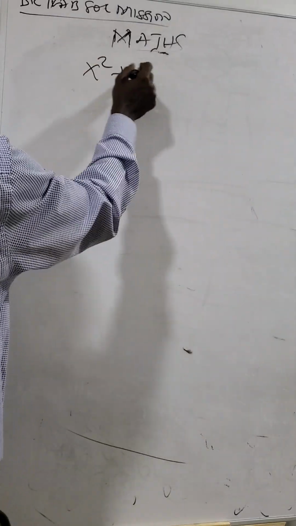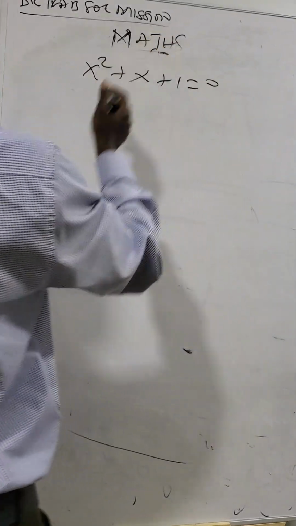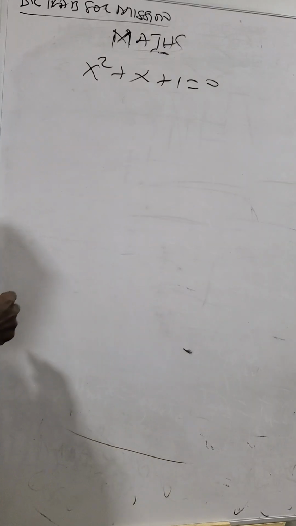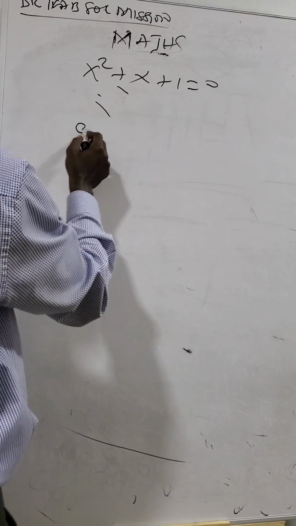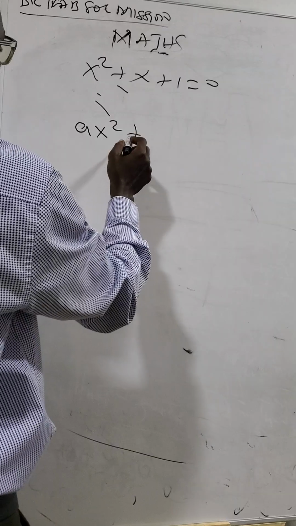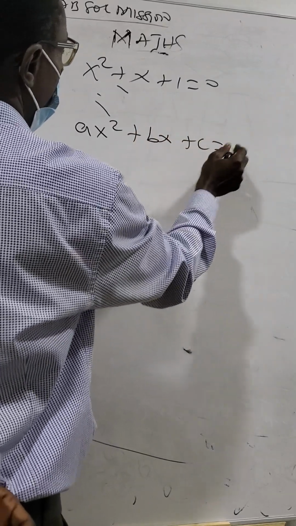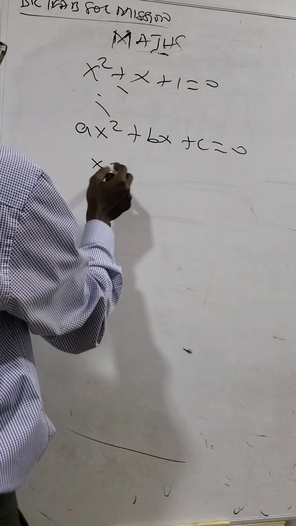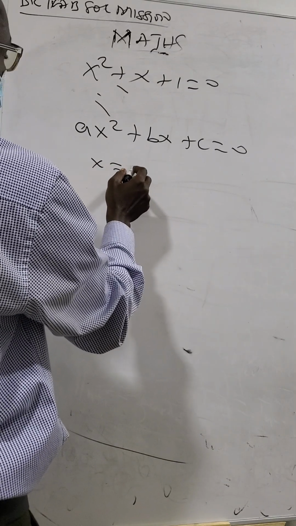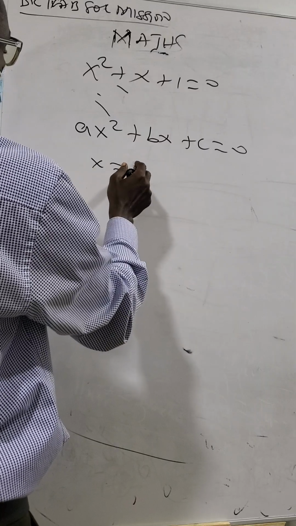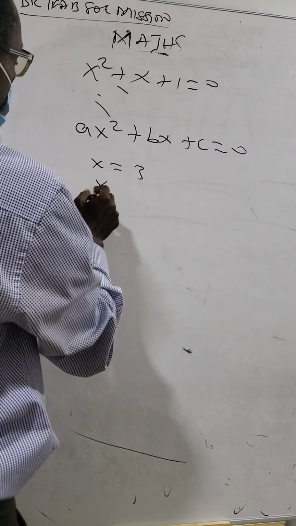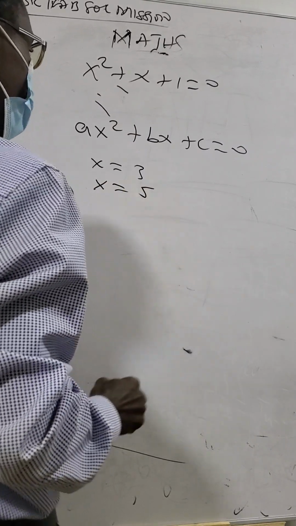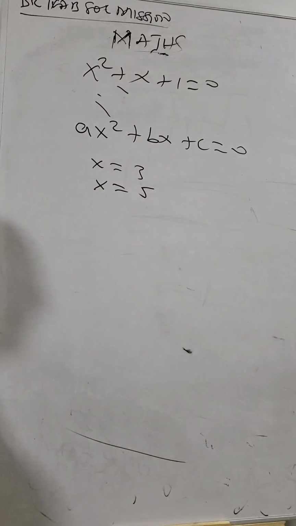Let's assume for the quadratic equation x squared plus x plus 1 is equal to 0, it will have its roots or the answers. Let's assume theoretically from this point, I'm not saying this is the answer, for any x squared plus bx plus c is equal to 0, let's assume the answer x is equal to, let's say 3, and then another one x is equal to, let's say 5. So these are the roots of the equation.